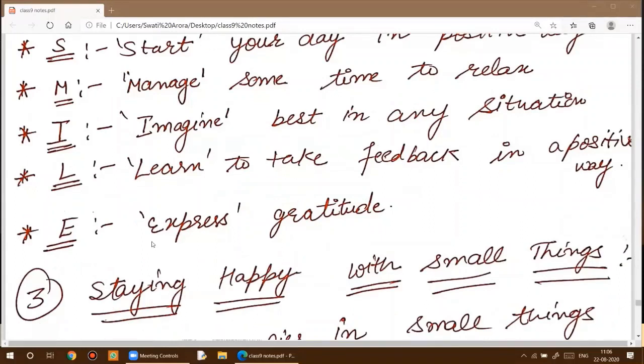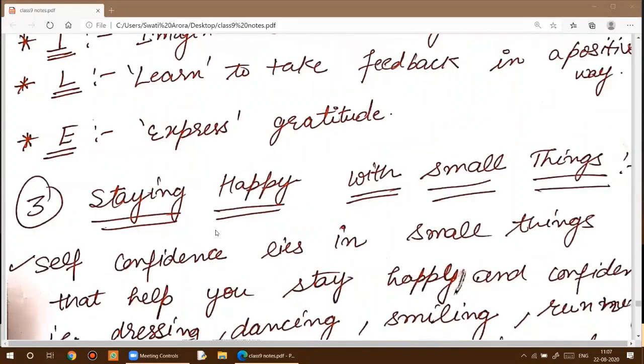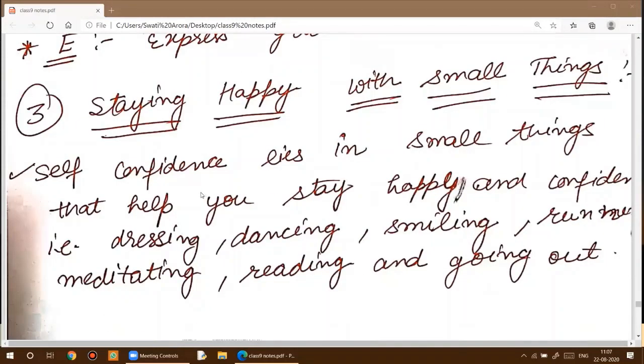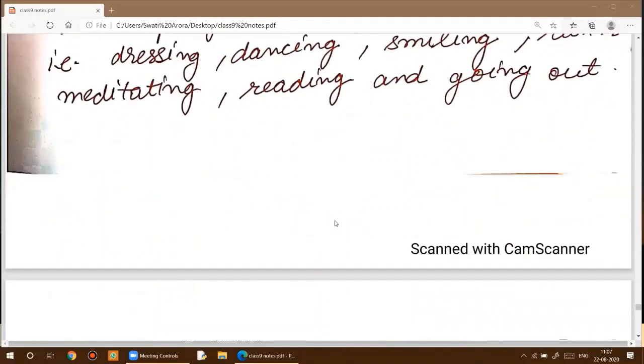And last is E, is to express the gratitude. Gratitude means thankfulness. So if someone is helping you out in some ways, then you should say thanks to that particular person. Like someone is teaching you, someone is giving you guidelines for anything, someone is helping you. So you should express gratitude, thankfulness towards that person. Okay. Staying happy with small things. Small things can also change your life. They can make you happy. So dressing nicely, dancing, smiling, meditating, reading good books. So these things can help you to stay happy. Rather, these are the small things that can create fun in your life, right?